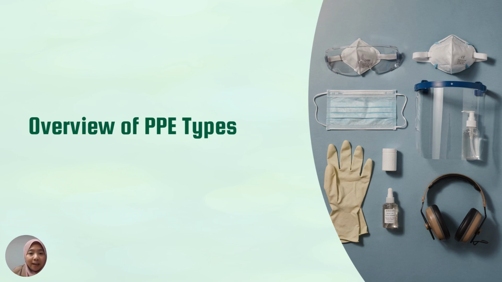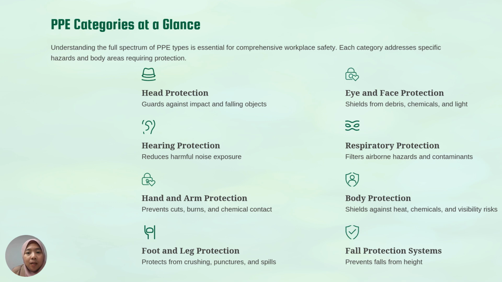Let's look at the main categories of PPE and their intended use. There are many categories, each addressing specific hazards and body areas which require protection. For example, we have head protection, hearing protection, hand protection, foot and leg protection, eye and face protection, respiratory protection, body protection, and also fall protection systems.